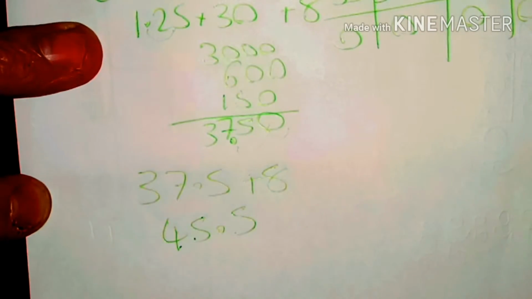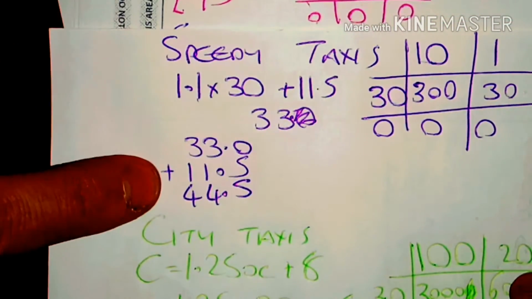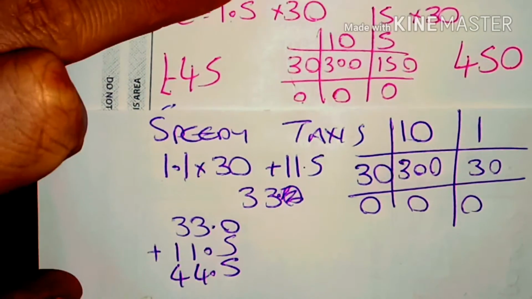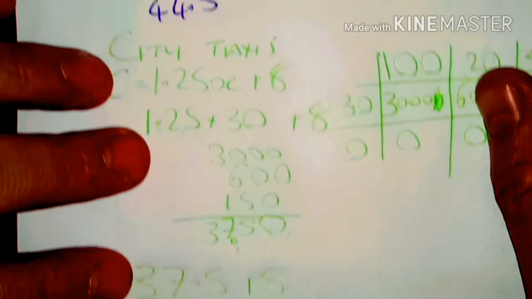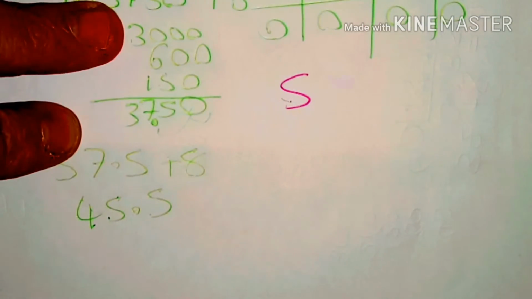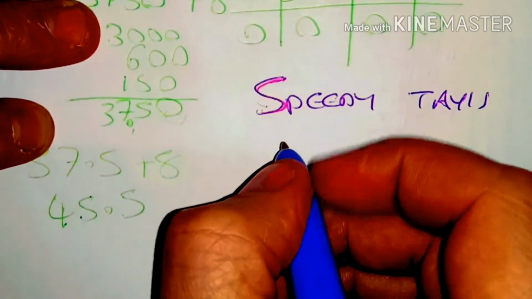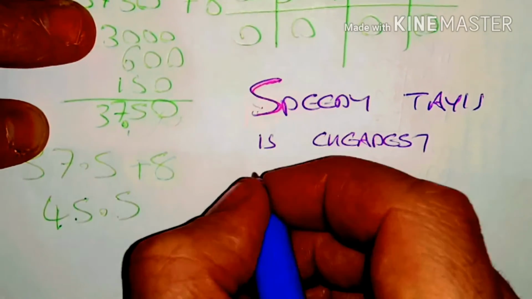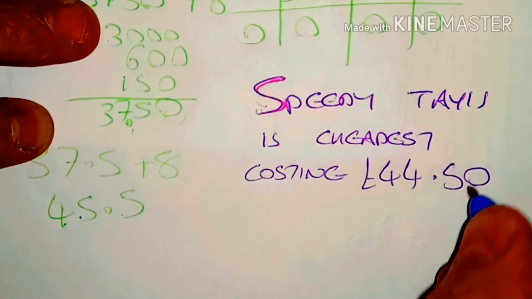So I've got 3 taxis to compare. I've got City Taxis, which is 45.5. I've got Speedy Taxis, which is 44.5. And Reliable Taxis, which is 45. Which is the cheapest company to use? Well, the cheapest one out of all 3 of them is going to be Speedy Taxis. So I'm going to write a comment at the bottom to say Speedy Taxis is cheapest, costing, and it's always good to throw a number in, £44.50. Remember the 50 because it's 50p.